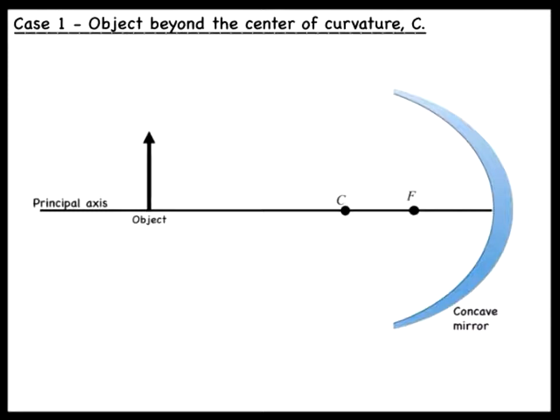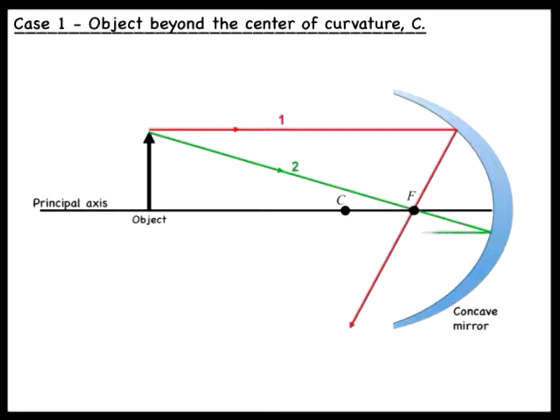For ray 1, we consider the parallel ray coming from the top of the object. Upon reflection, it passes through the focal point. Ray 2 comes from the top of the object, first passes through the focal point, and then after reflection comes out parallel to the principal axis. We see that the two reflected rays intersect, and this determines the location of the top of the image.